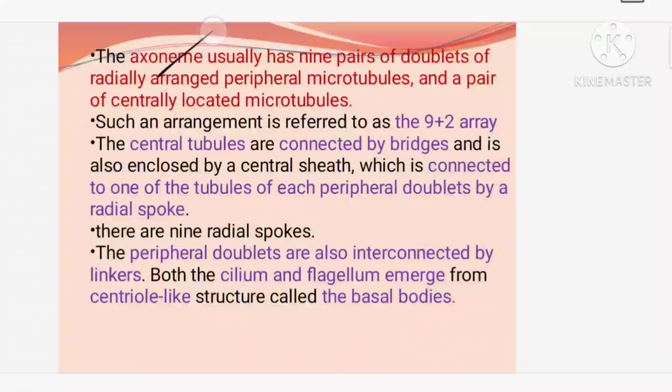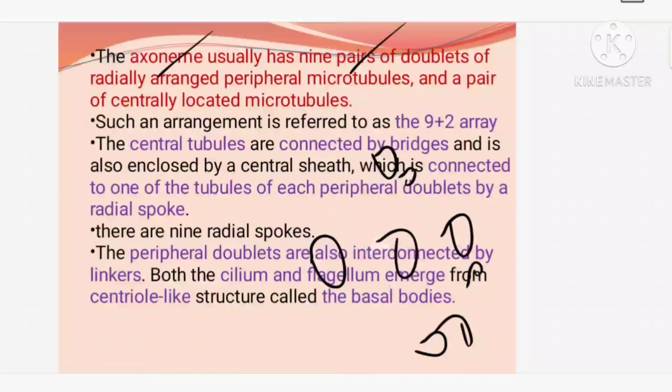Now the axoneme has 9 pairs of doublets. I told you 9 pairs of doublets are there, and a pair of centrally located microtubules, 1 pair in the center. Such an arrangement we call a 9+2 array. The central tubules are connected by bridges and enclosed in a sheath called the central sheath, which is connected to one of the tubules of each peripheral doublet.